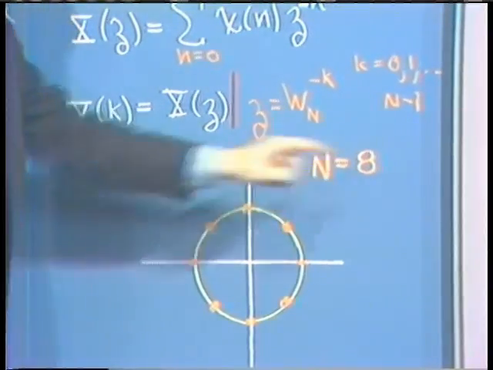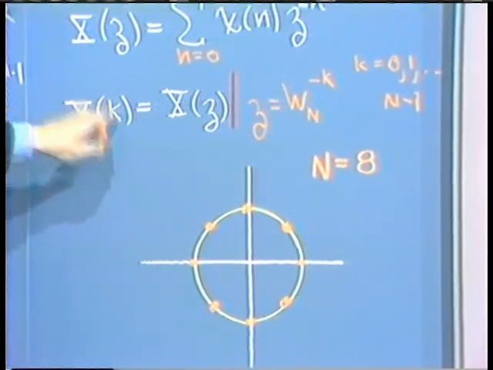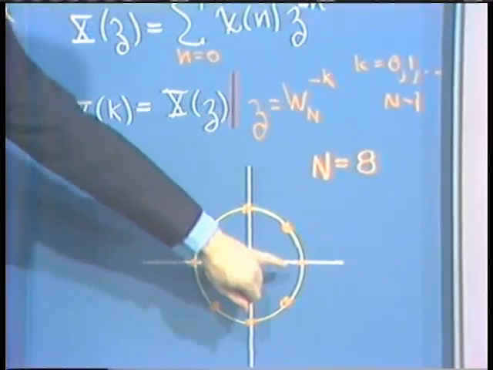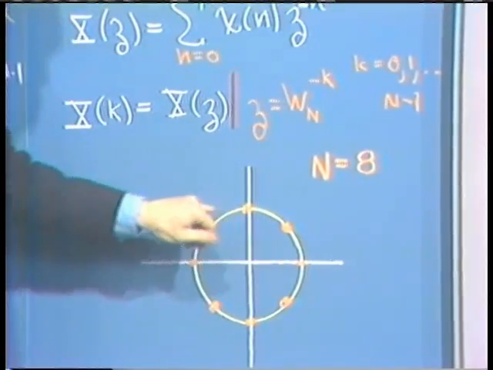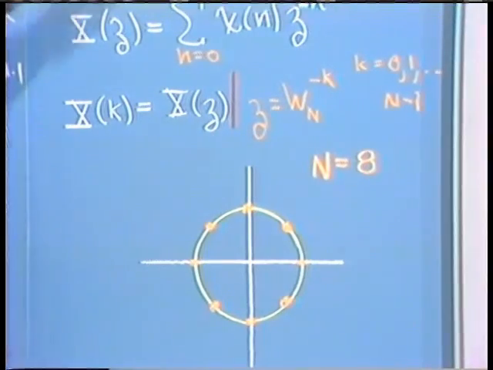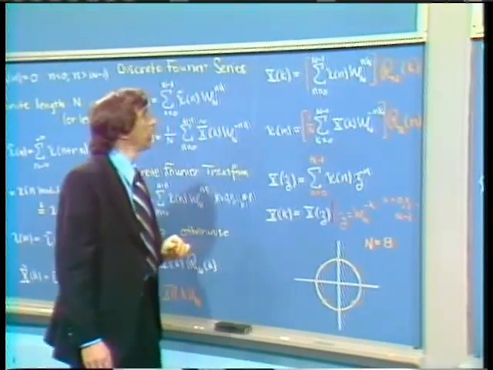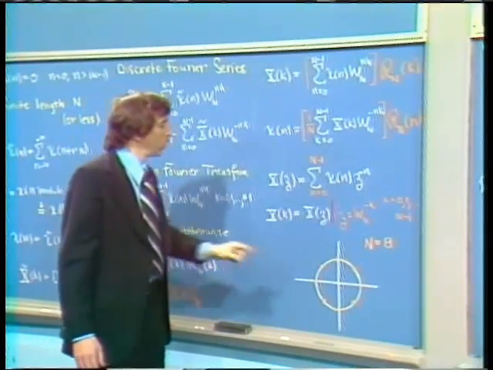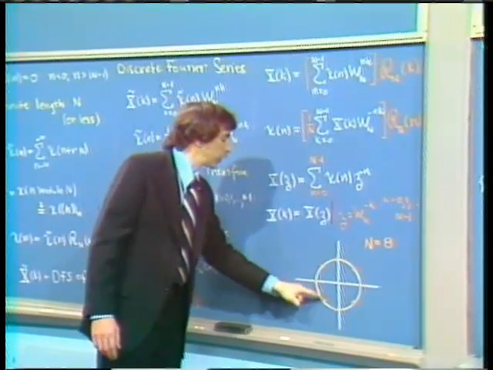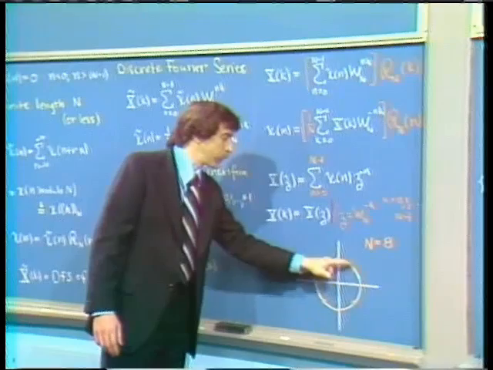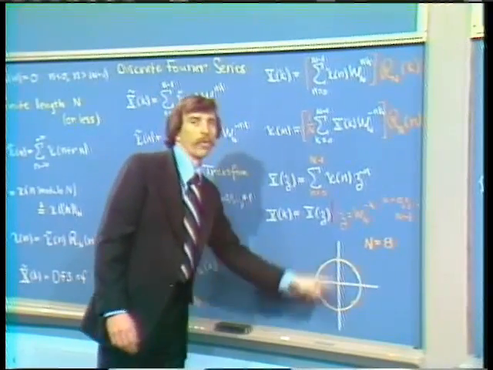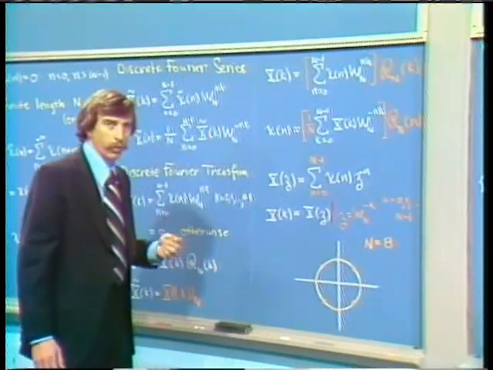For capital N equal to 8, the discrete Fourier transform corresponds to sampling the Z transform at these 8 points. And the only effect that this capital R sub N of k has is that it requires that we interpret this set of 8 values as a finite length sequence, rather than running around and around the unit circle over and over again.